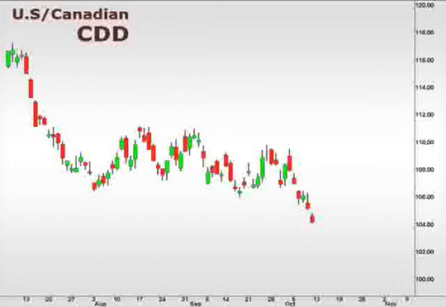Let's take a look at the first of our ISE FX options pair values, the US versus the Canadian, the CDD. Now, the US dollar lost some ground against the Canadian dollar this week as we see that the pair value is now testing the upper range of our 103-104 focal zone.